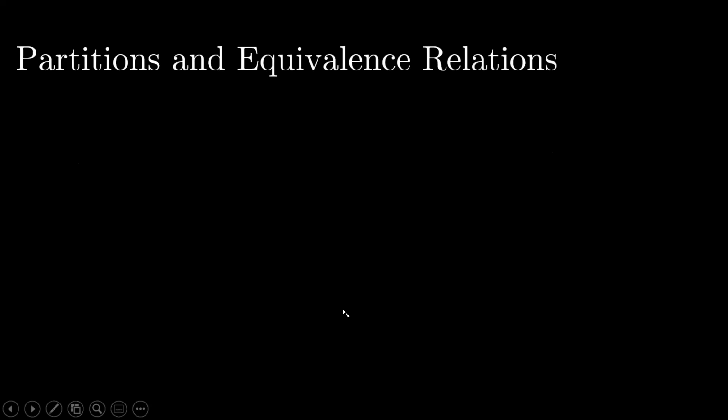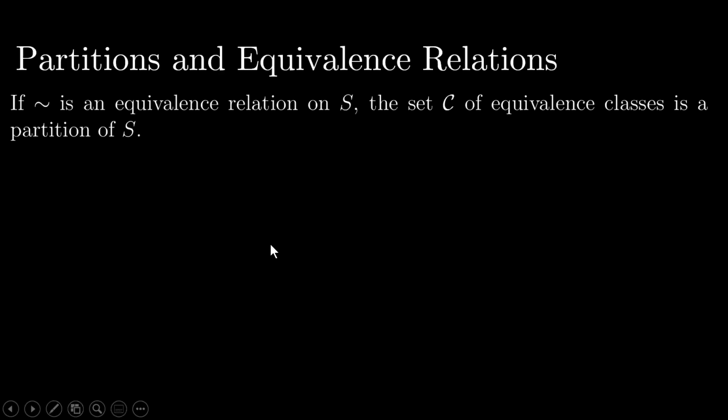So there's actually a really cool thing where partitions and equivalence relations are the same, okay? If tilde is an equivalence relation, the set script C of equivalence classes is a partition of S, right? Since every element has to be equivalent to itself, any element is in some equivalence class. So the union of all equivalence classes is equal to S. But equivalence classes are disjoint from each other because two equivalence classes intersect if and only if they're the same, because two elements are in the same equivalence class if and only if they're equivalent to each other. So this is a partition.